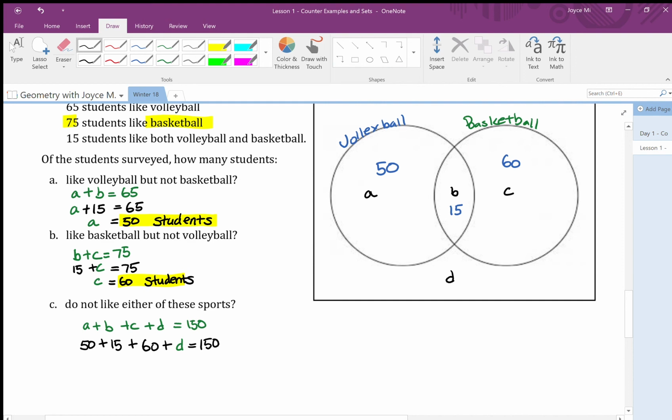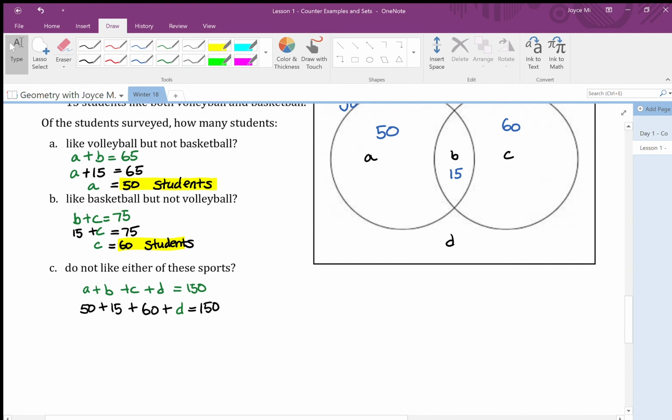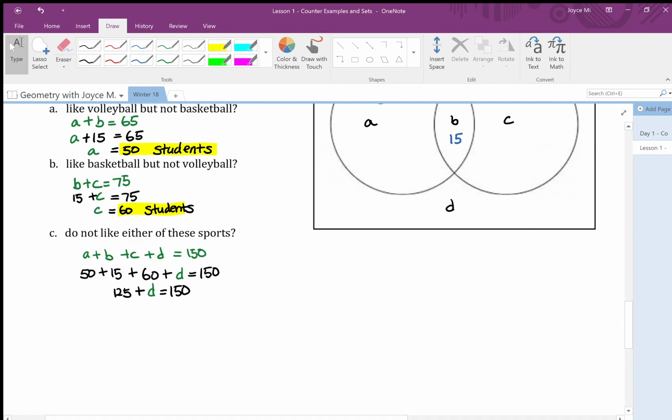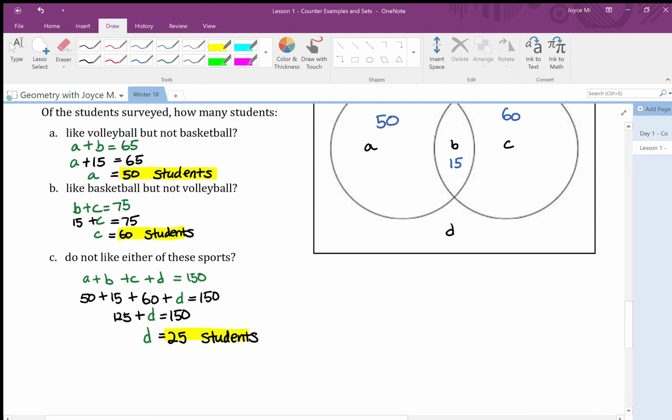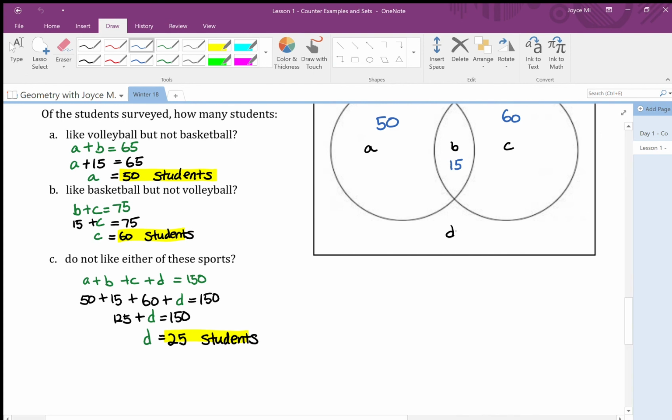Let's add the left-hand side before we solve. 50 plus 15 gives me 65, and 65 plus 60 gives me 125. So 125 plus D gives me 150. Now I subtract 125 from both sides. 150 minus 125 gives you 25. So D is equal to 25. So 25 students in the survey like neither of those sports. Okay, so D in this case is 25.